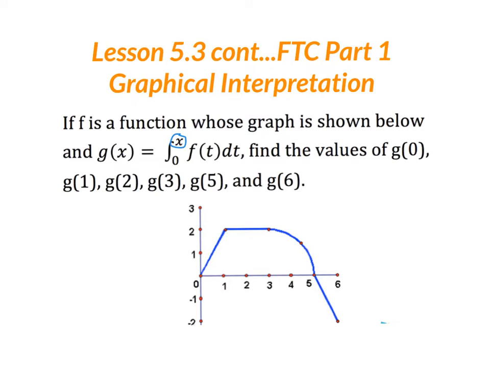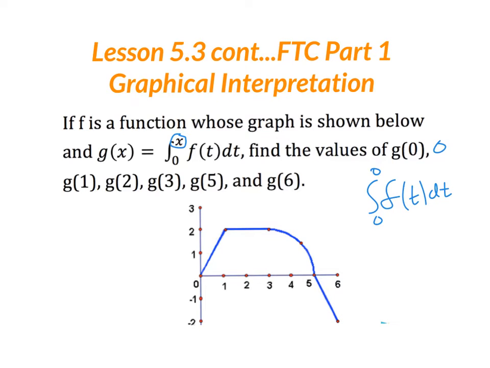So find the values of g of 0, g of 1, all the way through g of 6. And so if I sub in 0 for x, then the first part would be finding the area under the curve from 0 to 0, which technically that's a property. Anytime you have the same bounds, there is no area to find. And so the first answer, g of 0, ends up being 0.